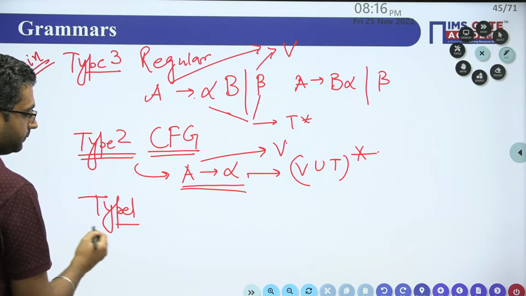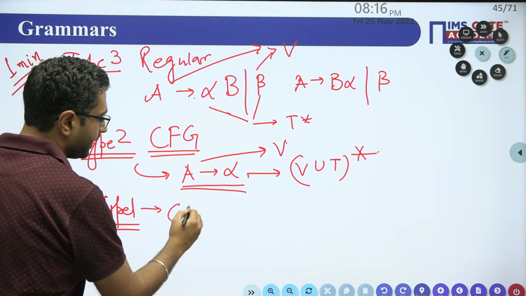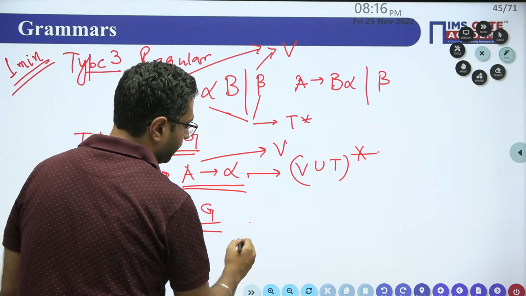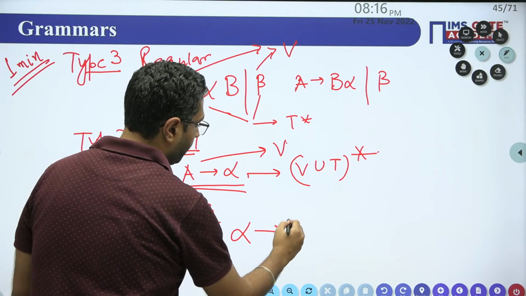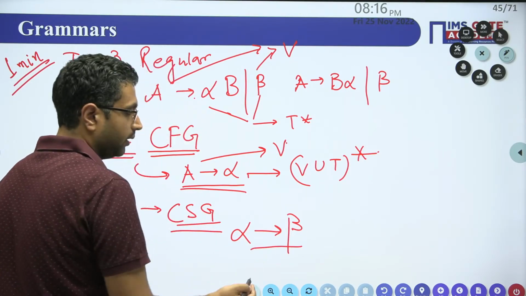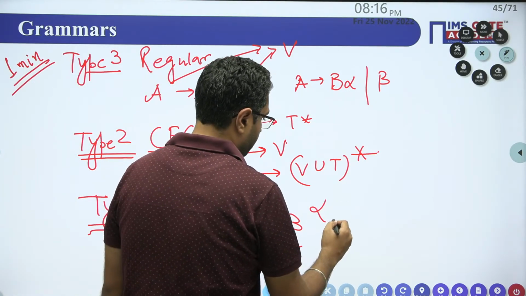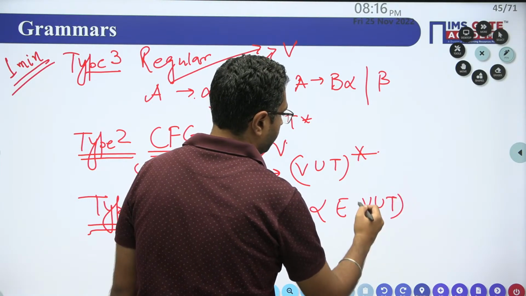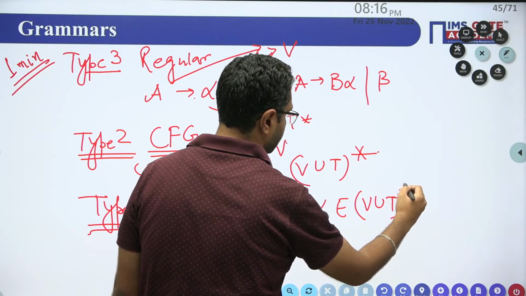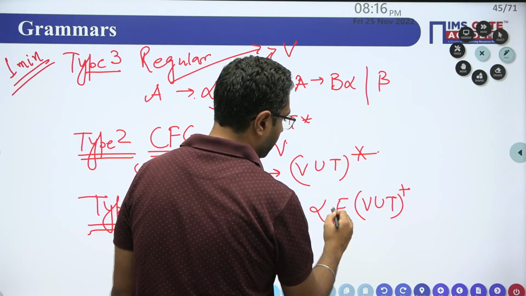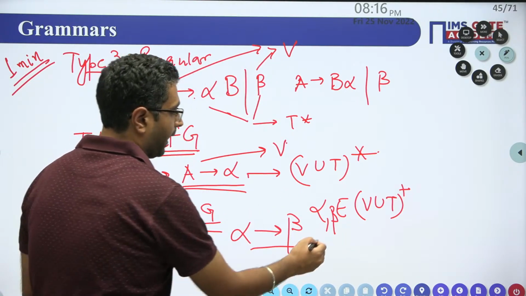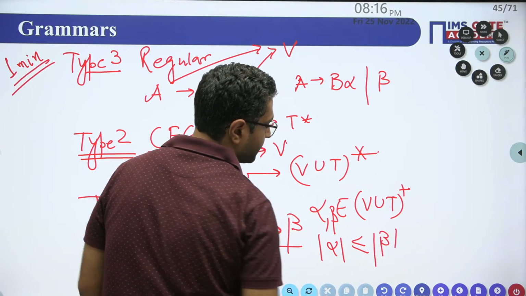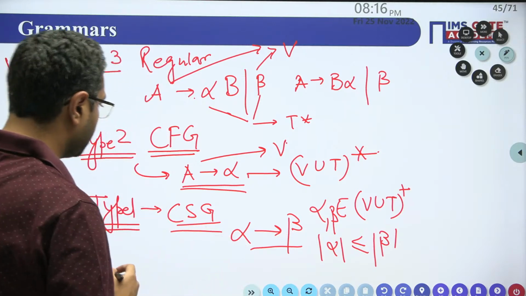Type 1 is context sensitive grammar. They have the format alpha goes to beta, where alpha belongs to V union terminal plus, both alpha comma beta belong to V union terminal plus, and mod of alpha has to be less than equals to mod of beta. That is, it should expand, right?